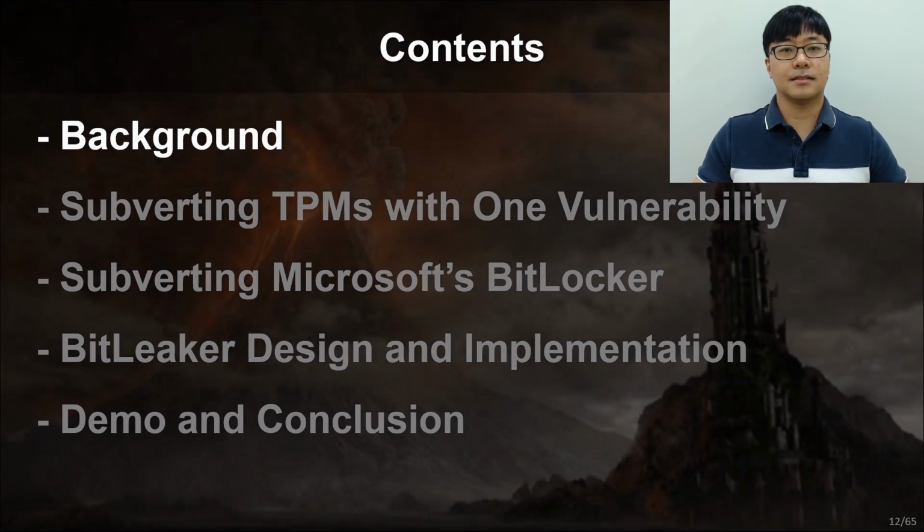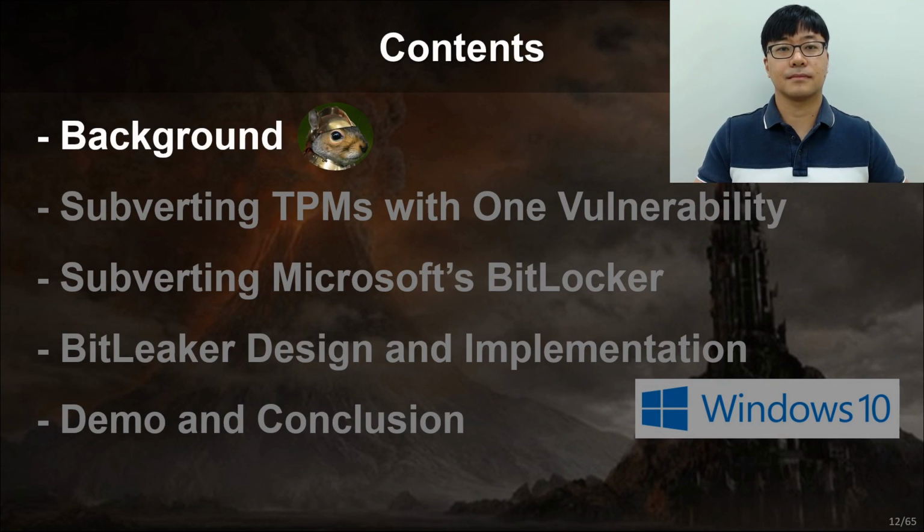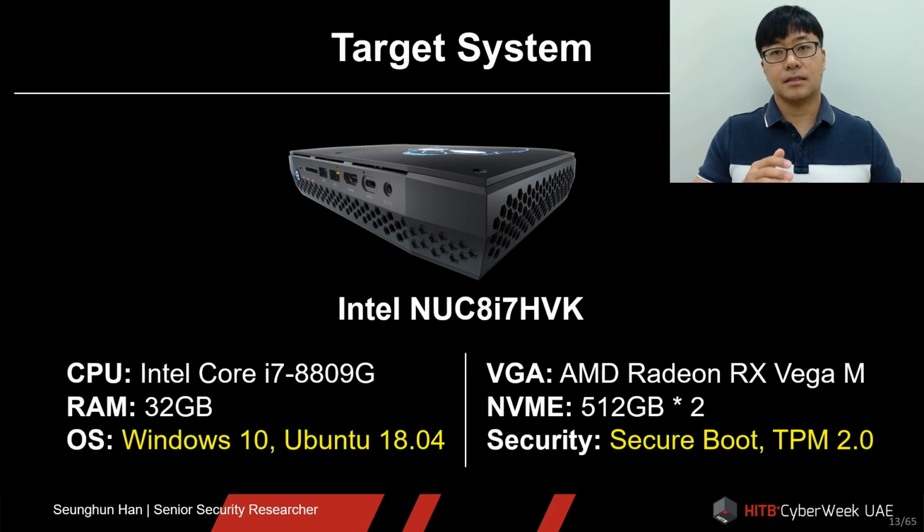This is content and background. This is the poor security researcher system. The system was Intel NUC 8 i7 HBK and had a secure boot and TPM 2.0 feature. And Windows 10 and Ubuntu 18.04 were installed in each disk.